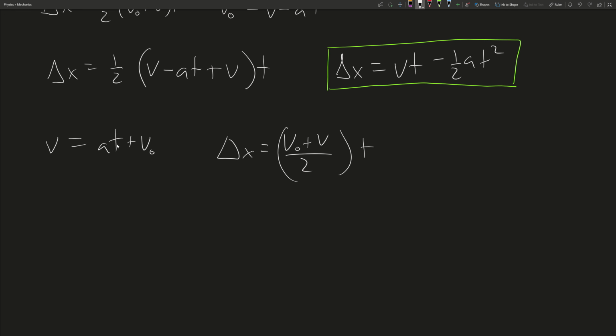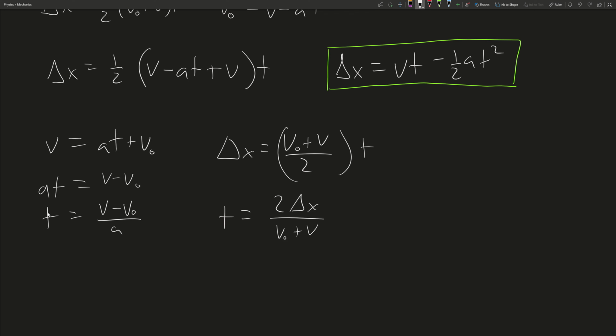Now, if we rearrange these equations algebraically, we find that acceleration times time is equal to the difference in the final and initial velocities. And then we find that time is equal to the difference in these velocities divided by acceleration. Next, for this one, solving for time, we get that time is equal to 2 times the displacement divided by the sum of the initial and final velocities.